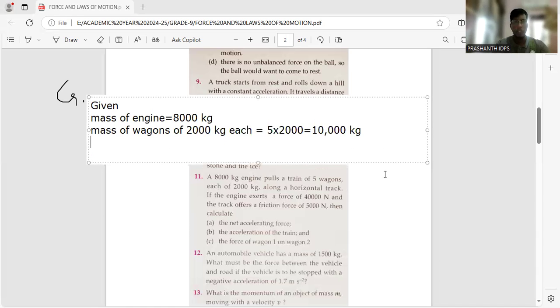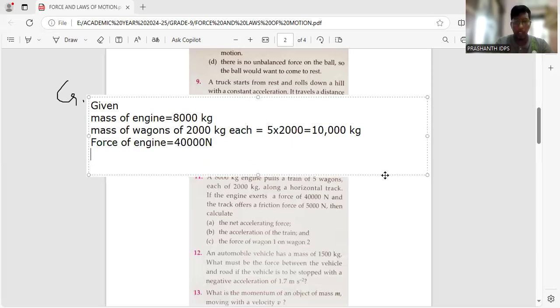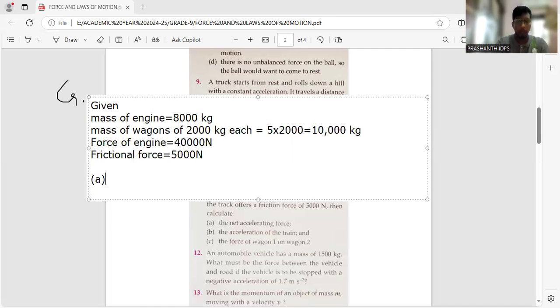Note down, third one, also given: force exerted by engine. Force of engine is equal to 40,000 newtons. And frictional force is equal to 5,000 newtons. Understood. Now, what is he asking? He's asking to find the net accelerating force. First, let us find the net accelerating force.